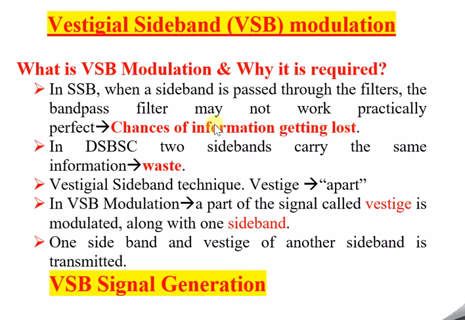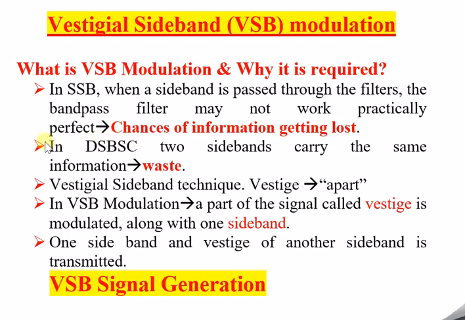There are more chances of information getting lost because in SSB, as you already know, only a single sideband is transmitted. So when we transmit that single sideband, if the bandpass filter doesn't work perfectly and some information is lost, then there are chances of the total information also getting lost sometimes. So this is the main drawback of SSB modulation.